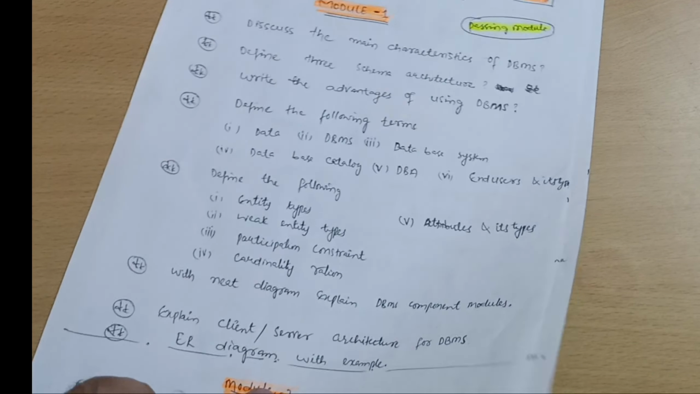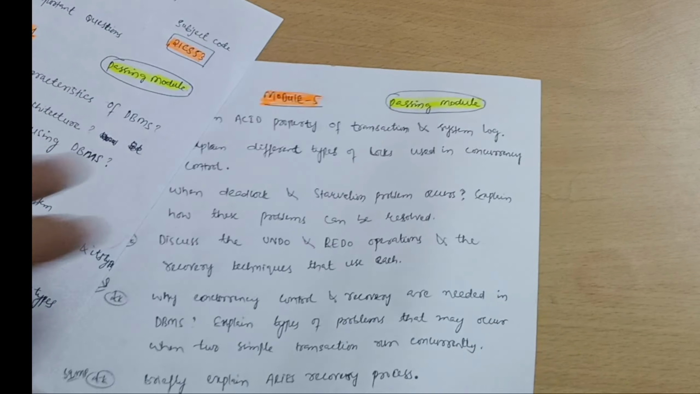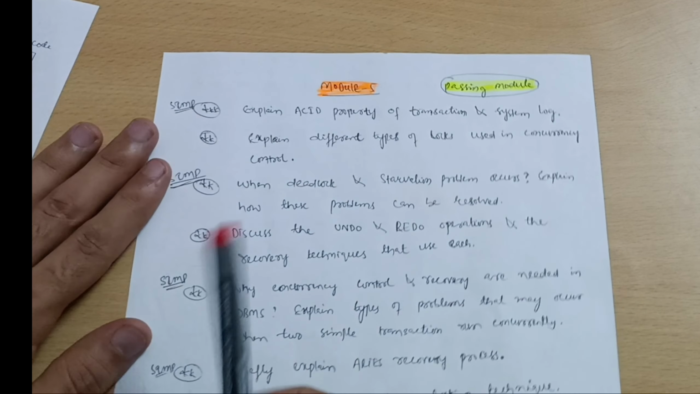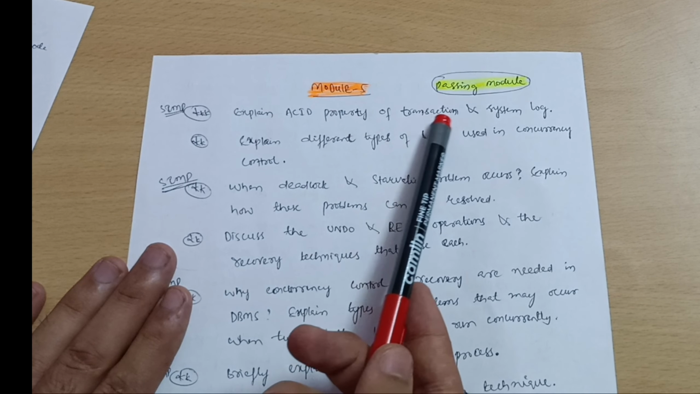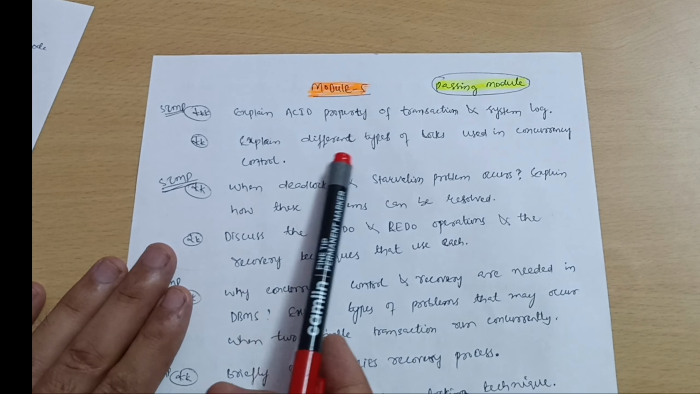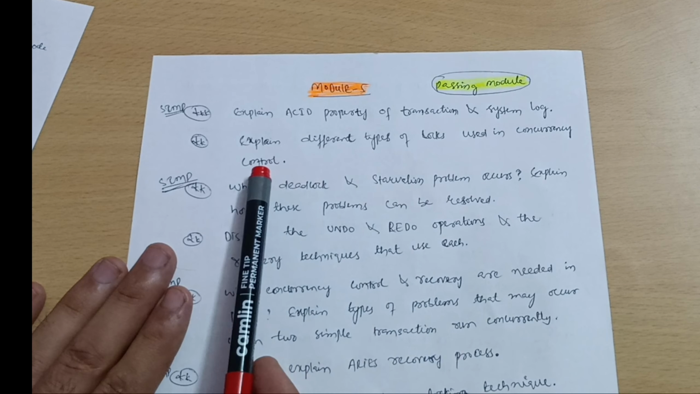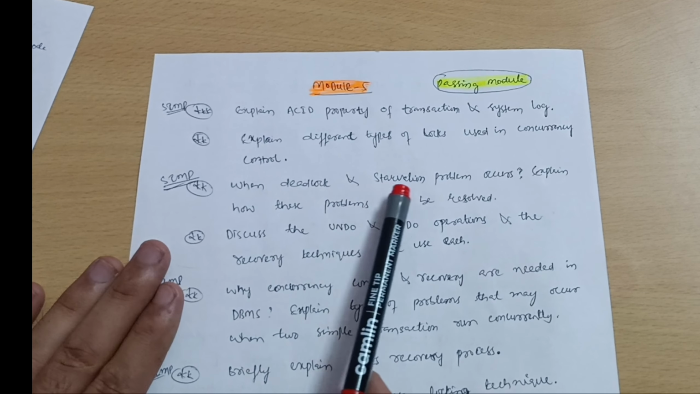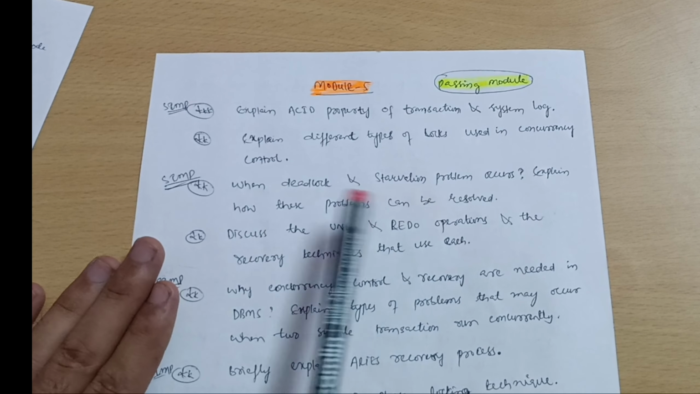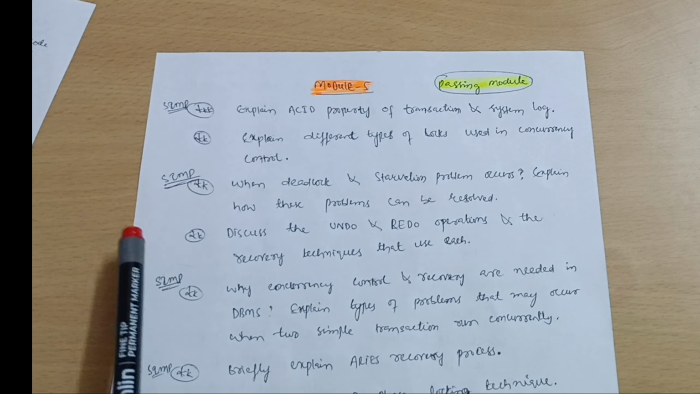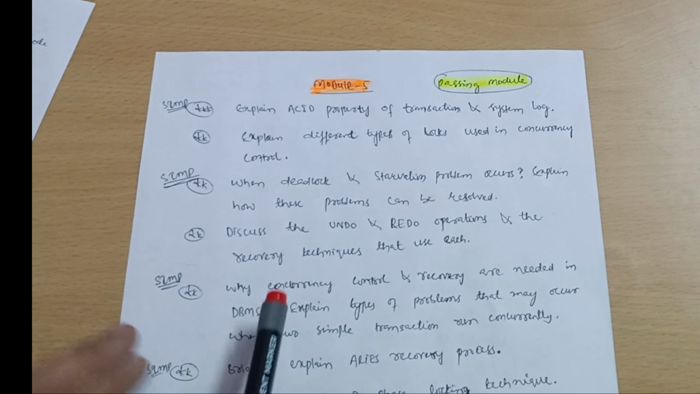Another passing module which I will discuss here is module 5. Explain ACID property of transaction and system log. Explain different types of logs used in concurrency control, when deadlock and starvation problems occur, and explain how these problems can be resolved. This is a super important question. Most of the times VTU is asking this particular question.